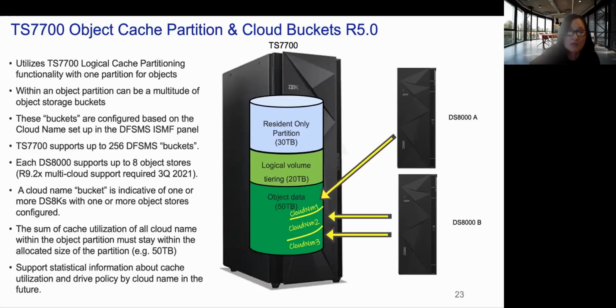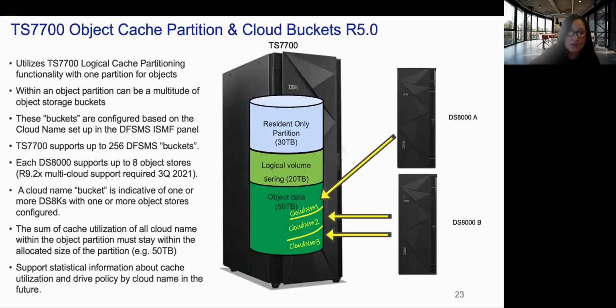And now what we've done is expand on that and add the ability to have an object partition, and this would separate that DS8000 TCT data from your logical volume data, regardless of whether you had cloud or tape or not. We've been talking about this for the last year and a half, 2 years since we introduced this. But one thing we haven't really mentioned much is that the 7700 also separates the data that's in that object cache partition. And this is unique to objects only.